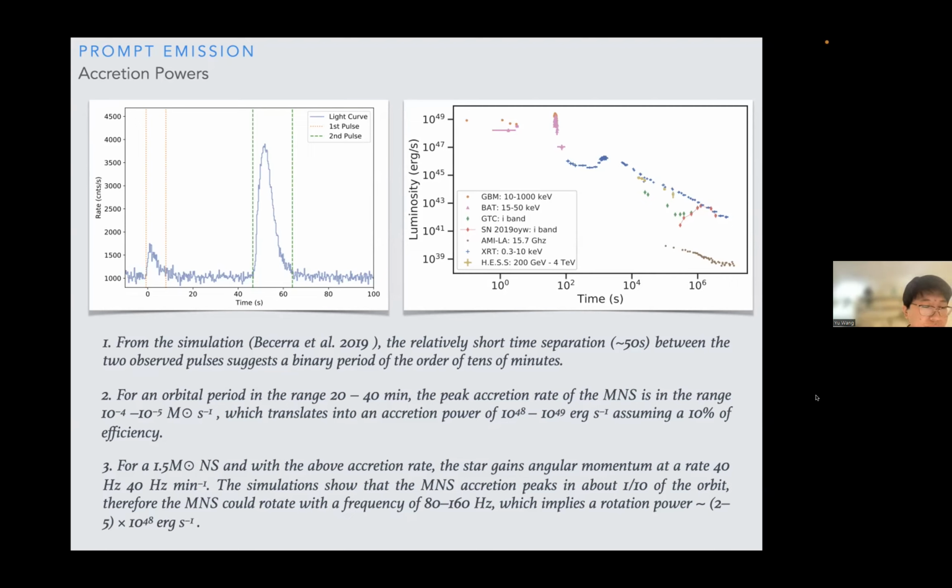And for the energy release powered by the rotational energy of the neutron star, which is first spun up by the accretion: for example, a 1.5 solar mass star with an accretion rate of 10^-4 to 10^-5 solar mass per second implies a spin-up rate of about 40 hertz per minute. This simulation shows the neutron star accretion peaks in about 1/10 of the orbital period. So the neutron star will finally have a frequency of about 80 to 100 to 160 hertz. This implies the rotational power of the neutron star is about two to five times 10^48 erg per second.